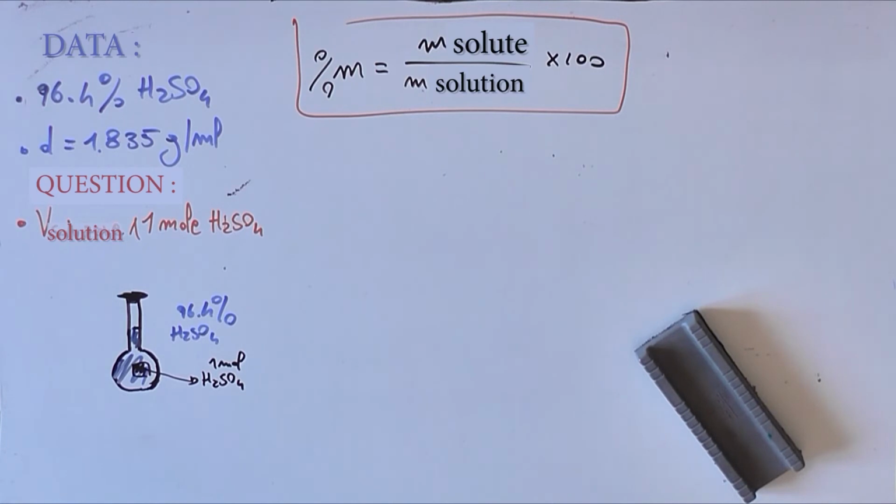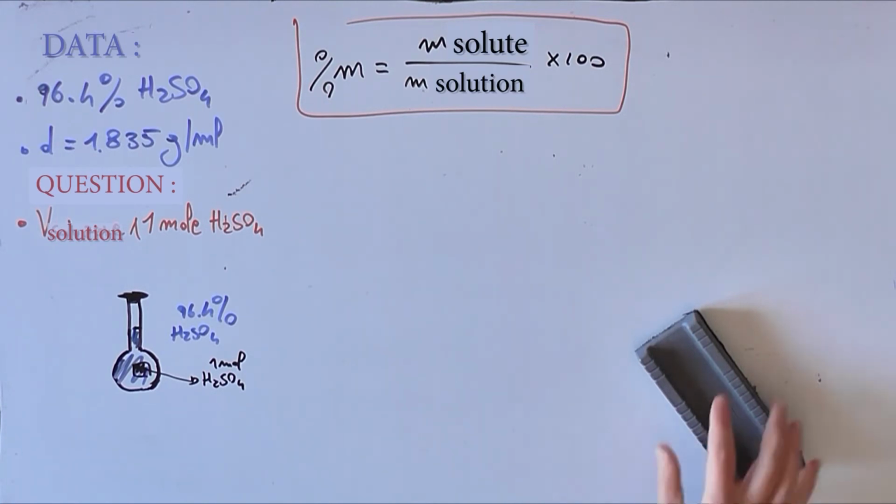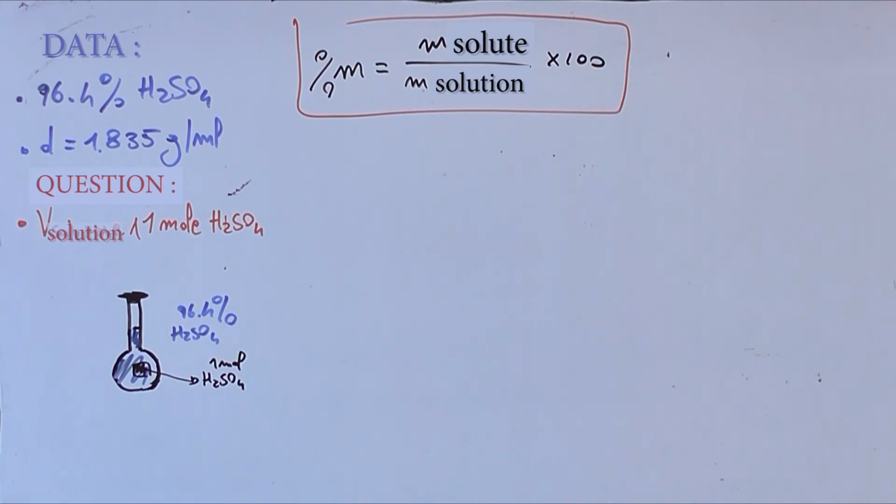Now pay attention to the fact that these calculations are possible only because we are dealing with a solution, so with the concept of homogeneity of solution. If inside this flask there is a precipitate, for example, this calculation wouldn't be possible.